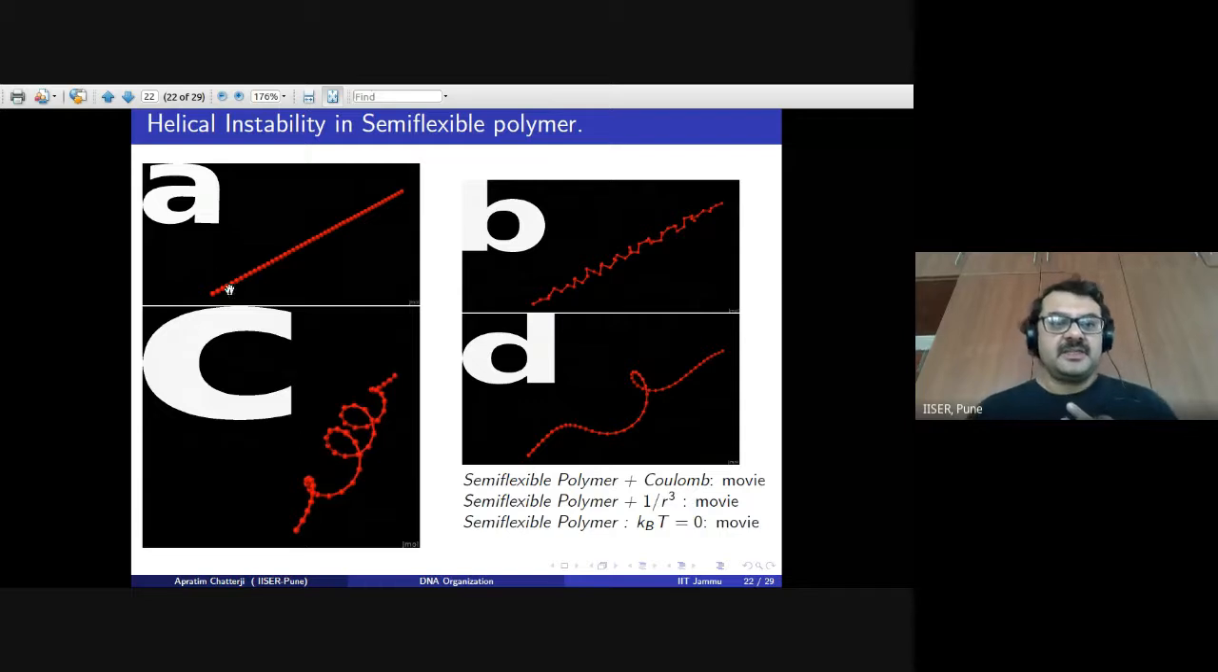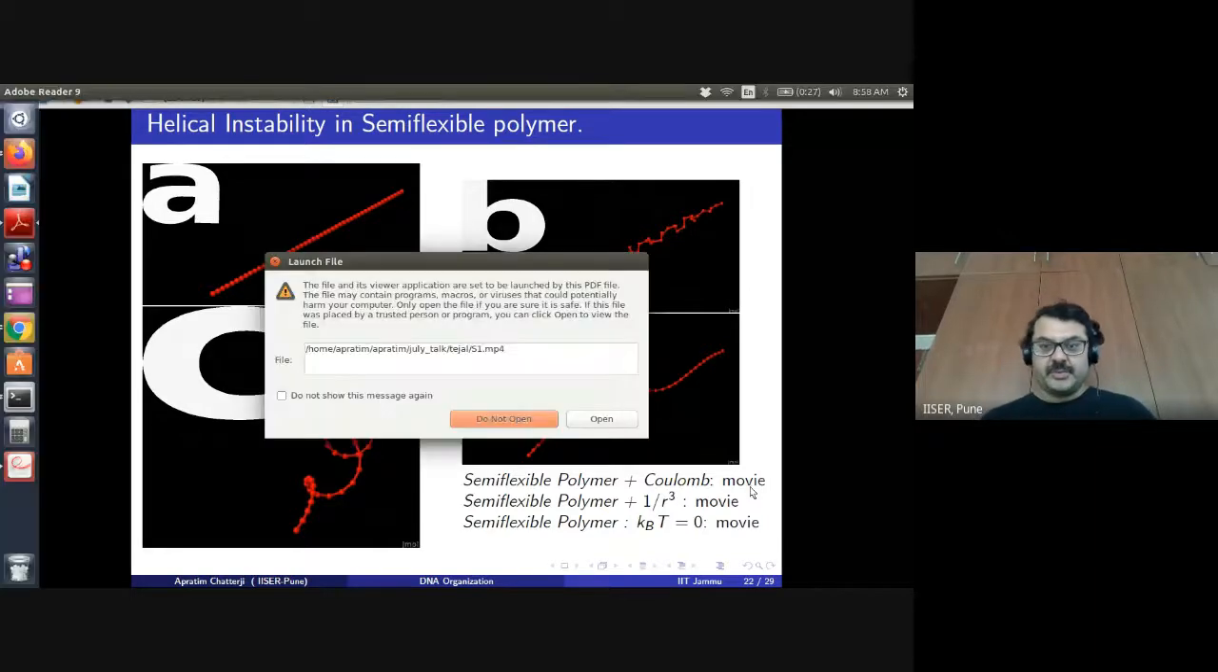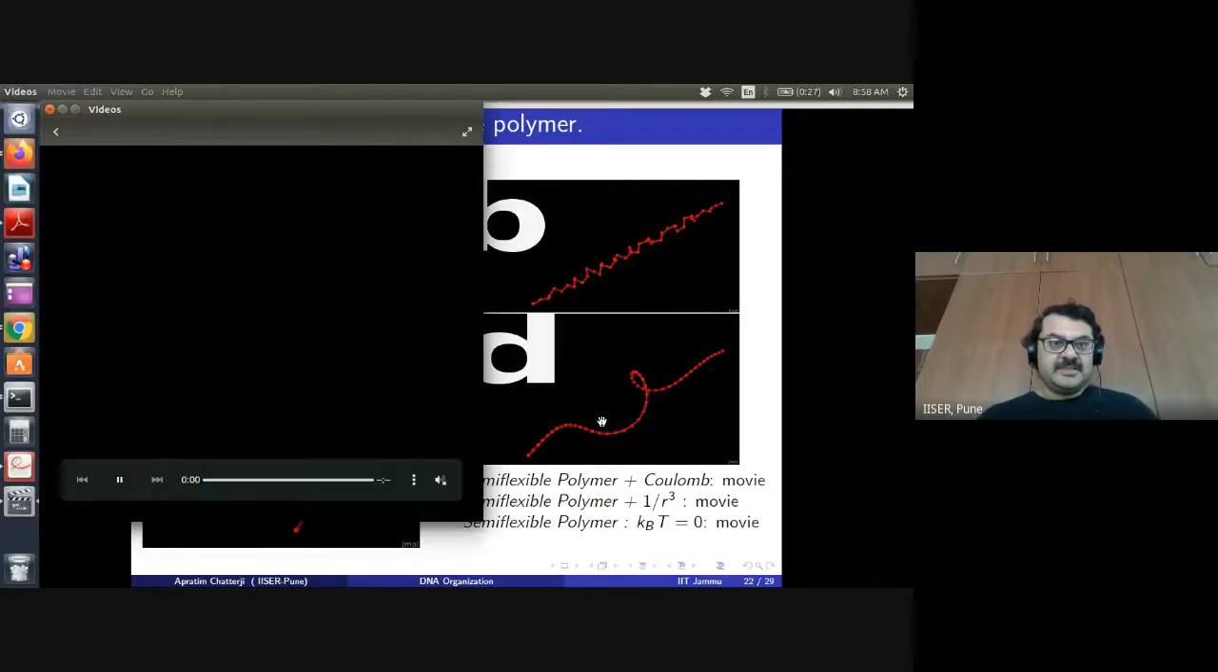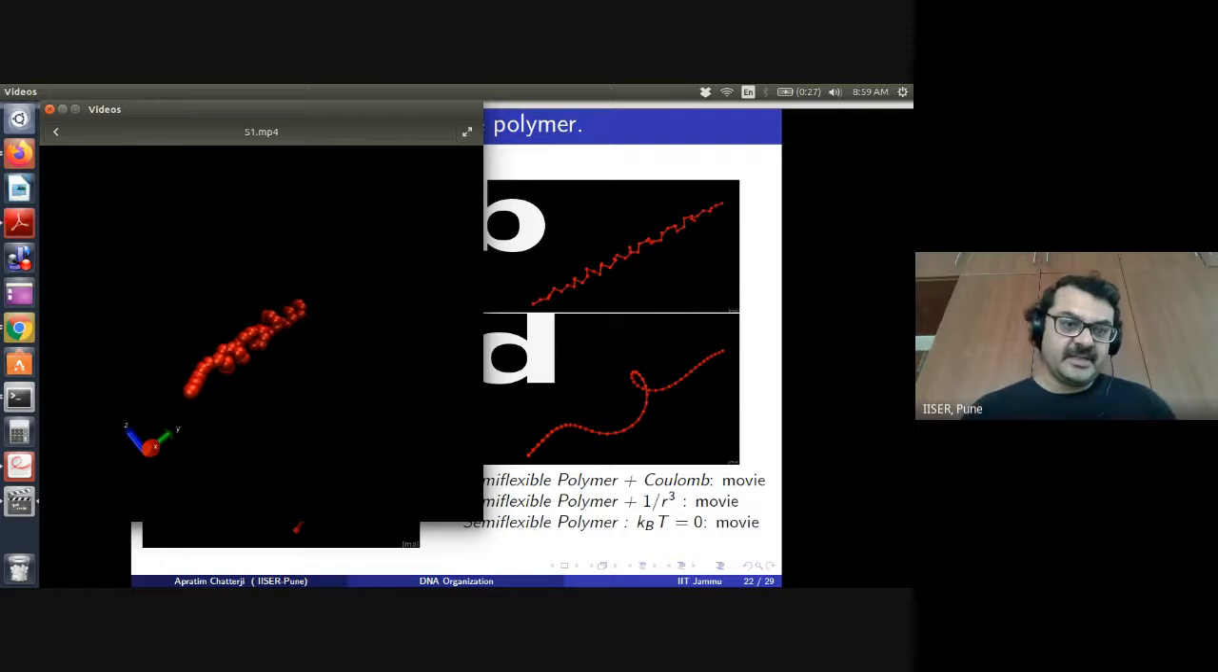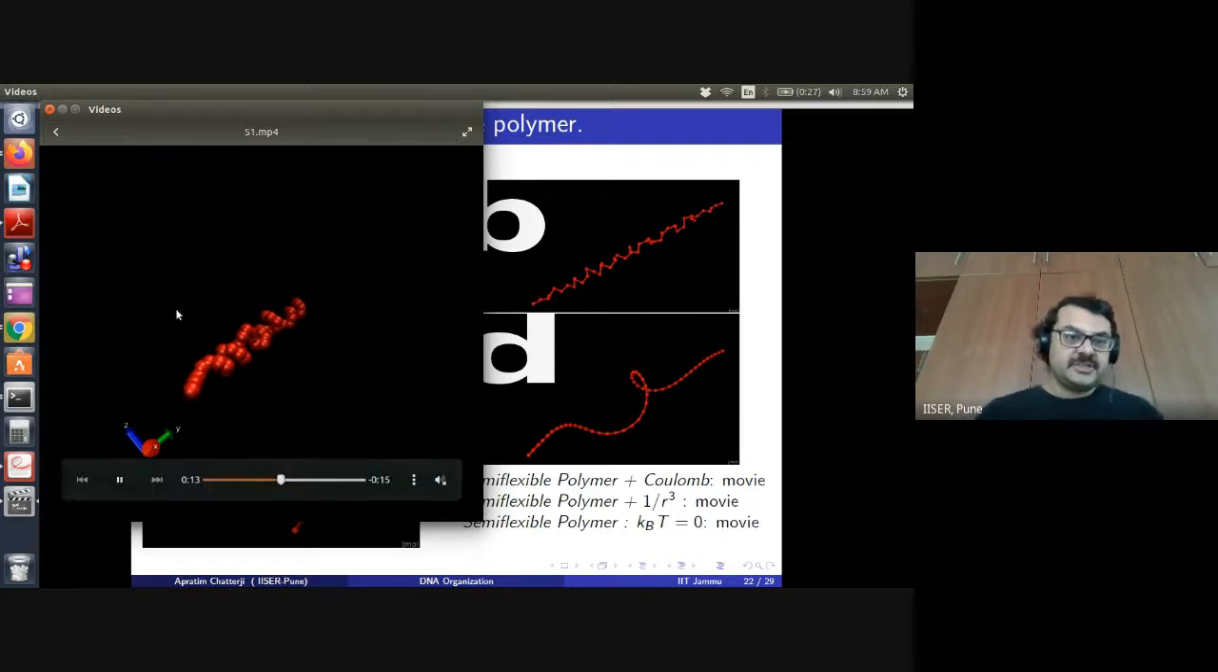If you have a simple polymer chain and you suddenly make it charged with a 1 by r, repulsive interaction, it becomes helical, but these helices are not stable, they basically dissolve away in time. I think seeing is believing, so I'll show you a quick movie. You'll see an initial straight chain, and because of the 1 by r interaction, there's some repulsion, and that develops some helical order. You see these turns which are representative of helical order.